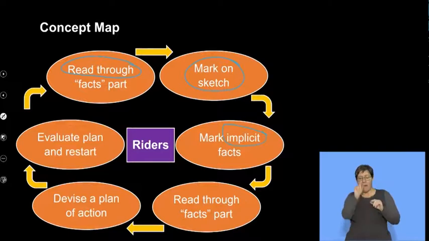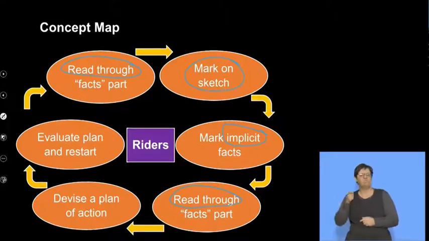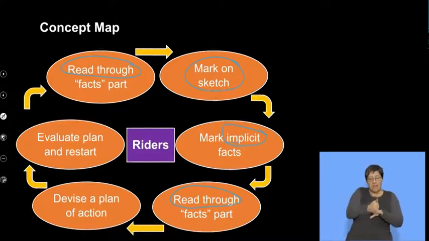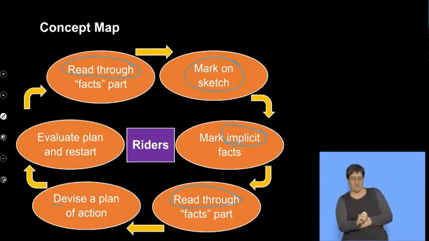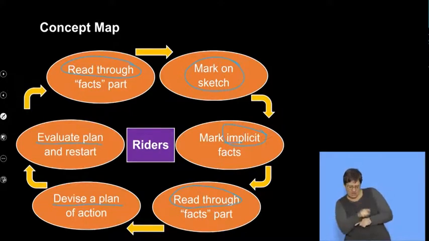Then you mark the implicit facts. These are between the lines, right? So when I tell you that these lines are parallel, I am not giving you the properties. The implicit of the lines being parallel will be the properties of the parallel lines: your corresponding, your alternate, and your co-interior angles. Then you also need to read through the facts part. This has to do with what you were given based on the implicit facts that we are talking about. And then you need to devise a plan of action. You also need to evaluate and then restart again.